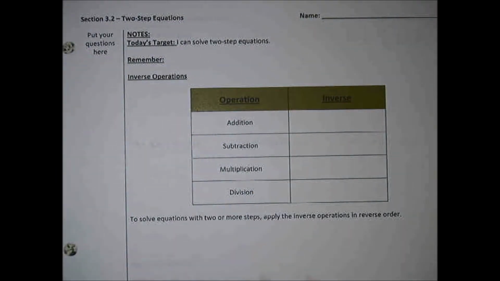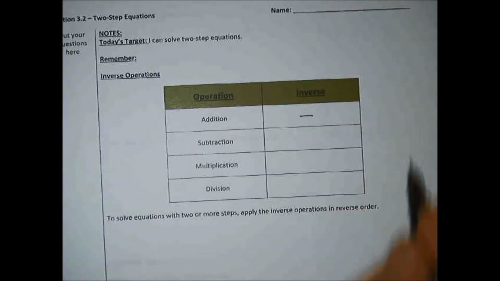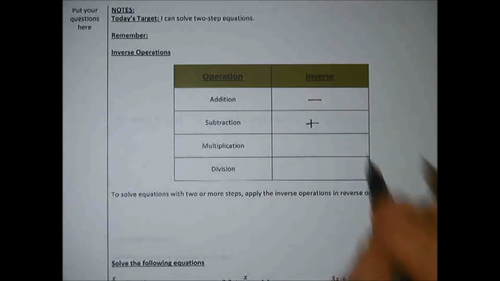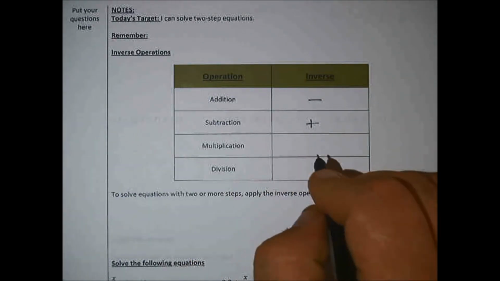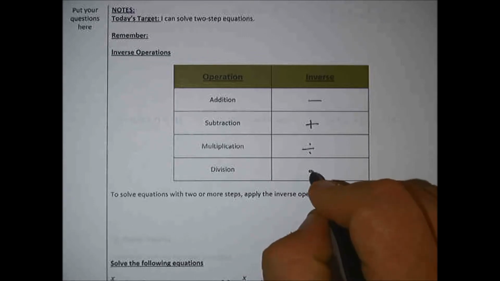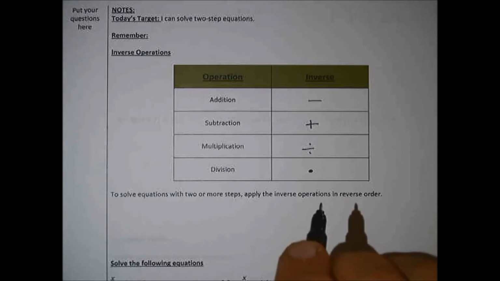The opposite of addition is subtraction, and I'm going to be lazy here. You can too. The opposite of subtraction is addition. Okay, the opposite of multiplication is division, and division being multiplication. That's how we undo all those operations. We're going to be doing more of that today.